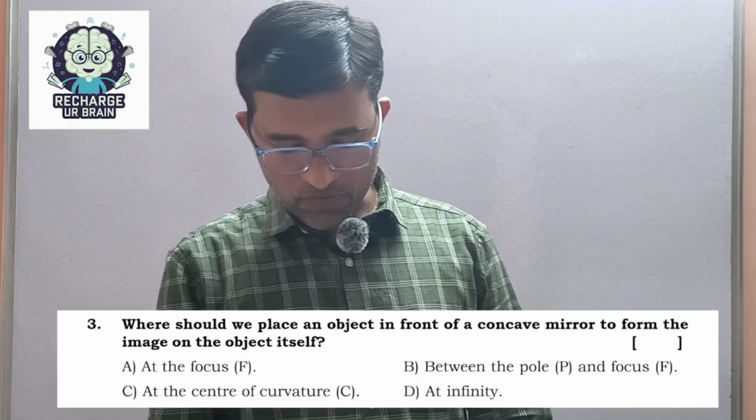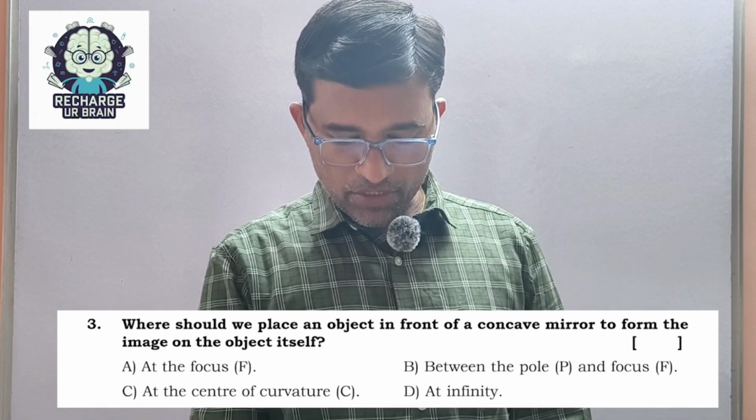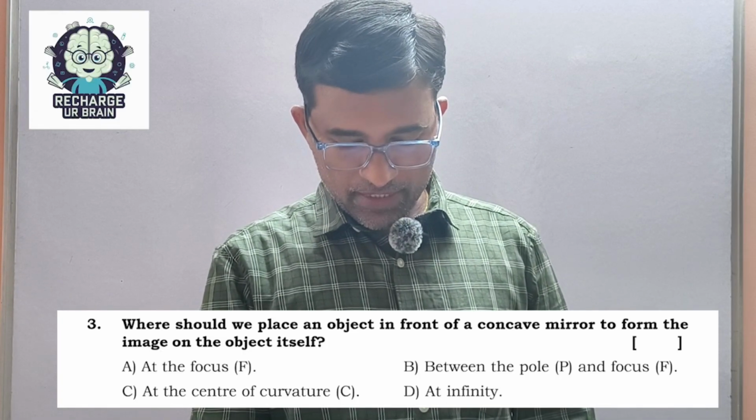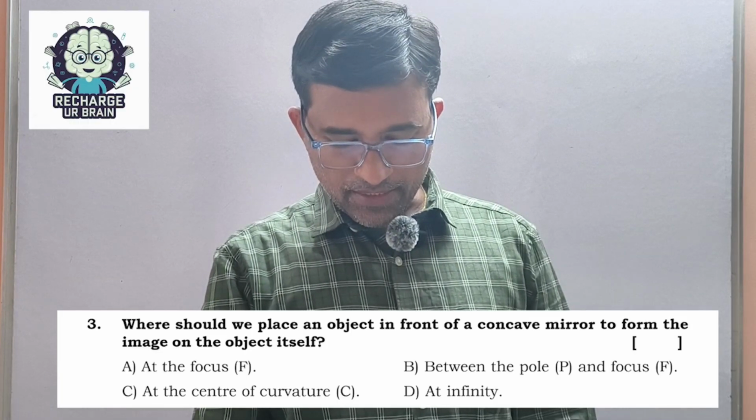Now, the third question is, where should we place an object in front of a concave mirror to form the image on the object itself? That is, at the center of curvature. Right option is C, at the center of curvature.